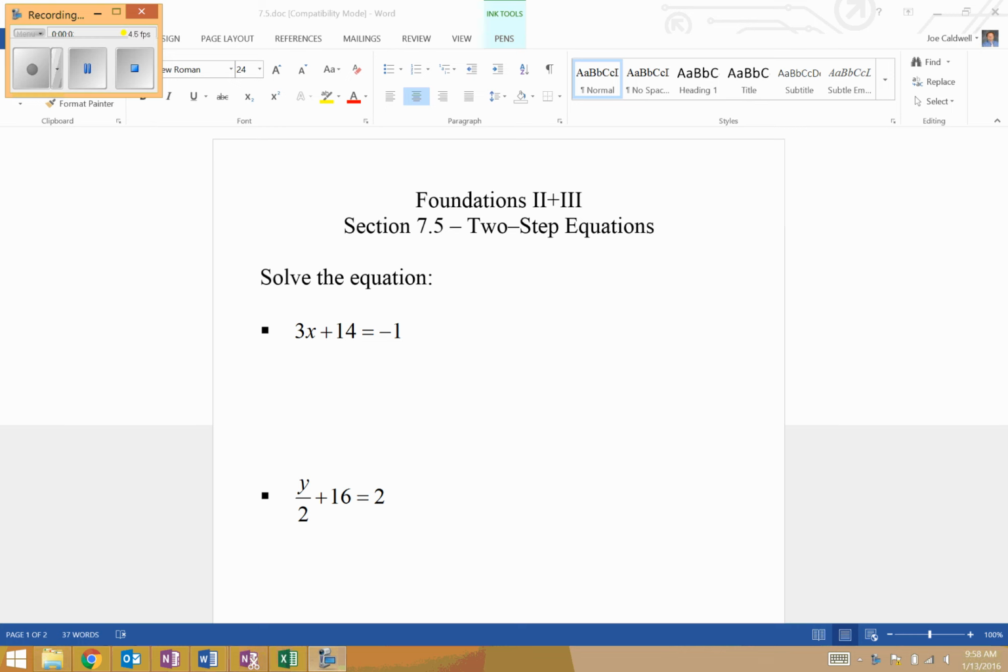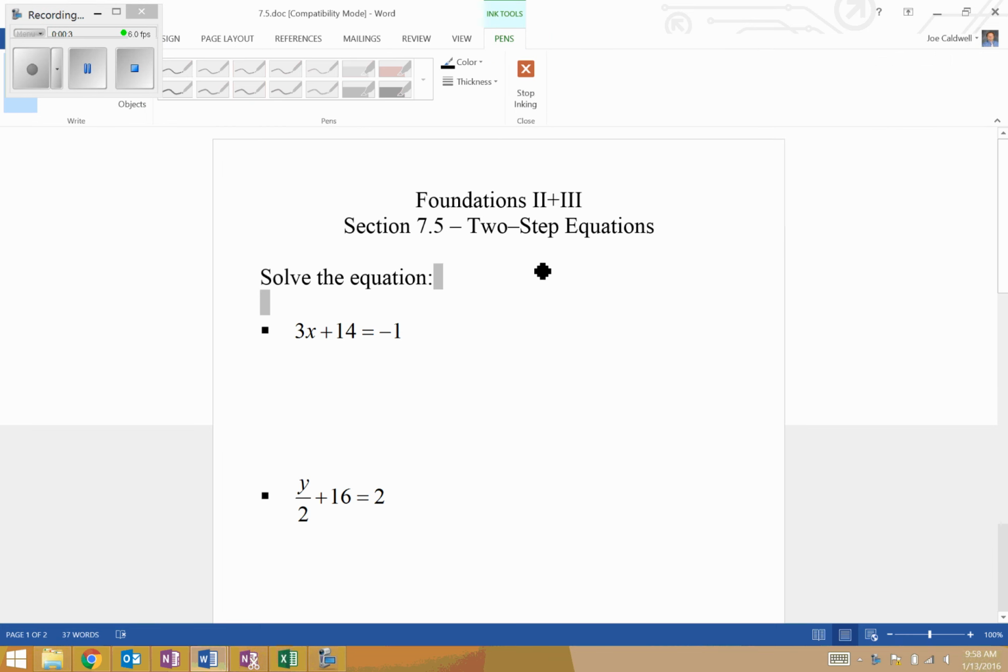All right, when solving what are called two-step equations, a couple of things to keep in mind. Before you can really even worry about solving anything, the first thing you need to do is make sure you simplify any like terms that can be simplified. At that point, you can worry about solving.